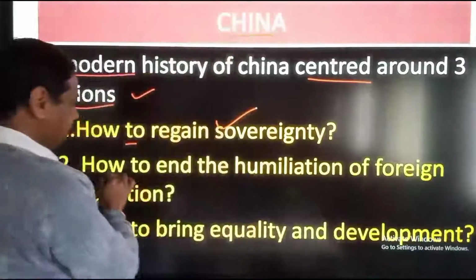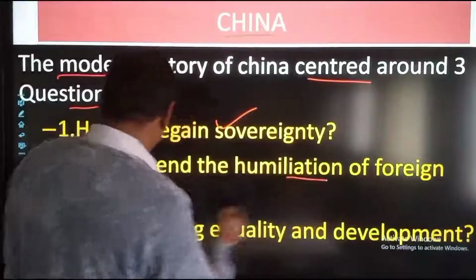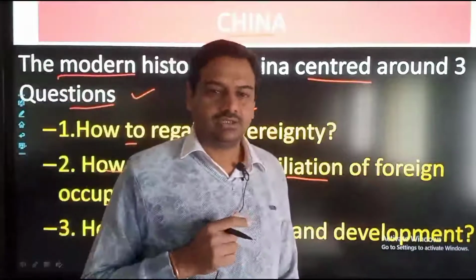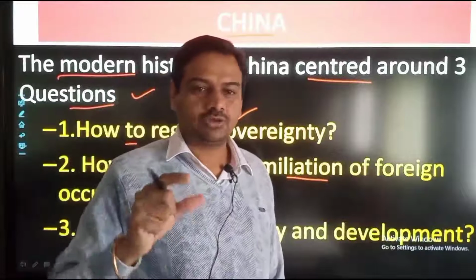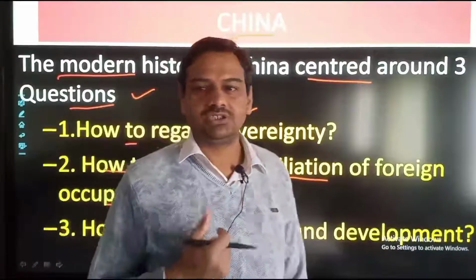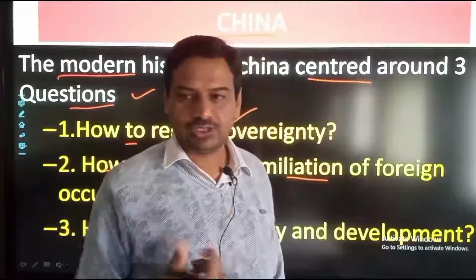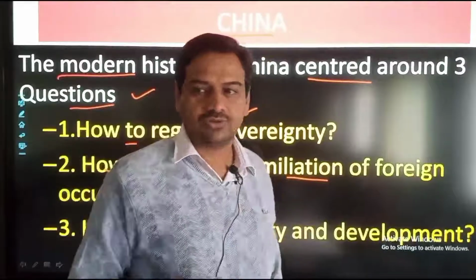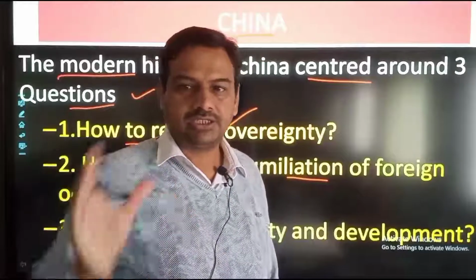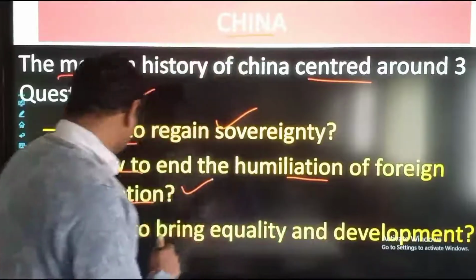Second question was how to end the humiliation of foreign occupation, because Chinese territories were under foreign occupation, under the control of foreign powers. So how to get freedom, that was the second question in front of the Chinese. Like India was also a colony, the same way China was also colonized. Many parts of China were conquered by Japan and other powers of the world.